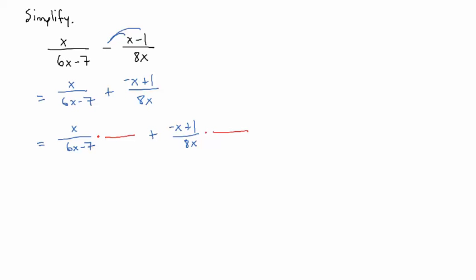So what can I turn 6x minus 7 and 8x into? And that's tricky the first time you see it. Well, 8x times 6x minus 7. This is the smallest thing that I can turn these both into. And I'm doing it by multiplication, right? Whatever I'm putting here is going to multiply by 6x minus 7. So the only thing I could put there will be 8x.